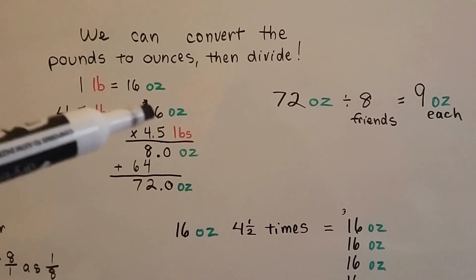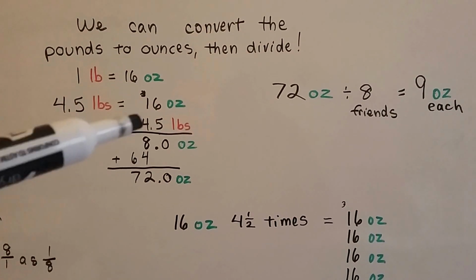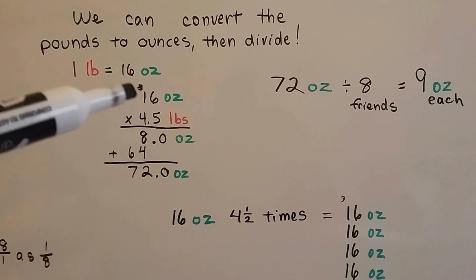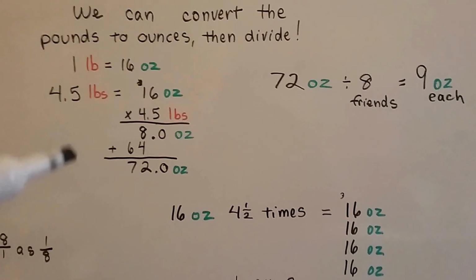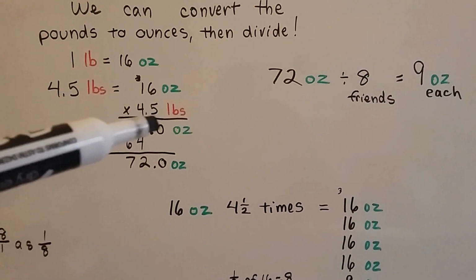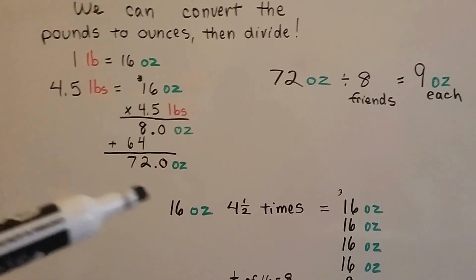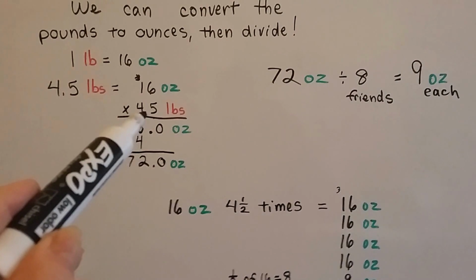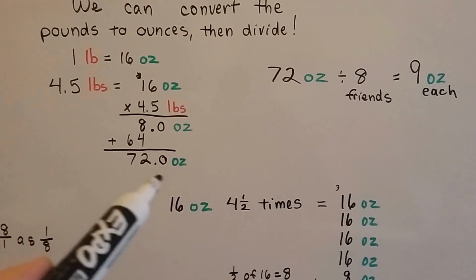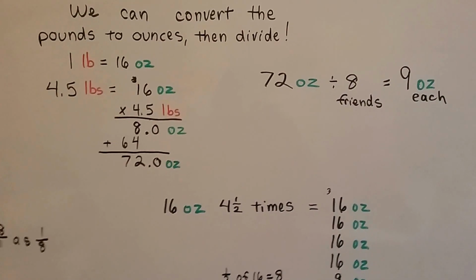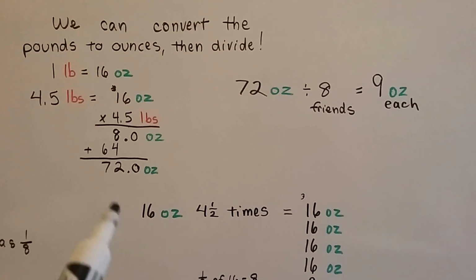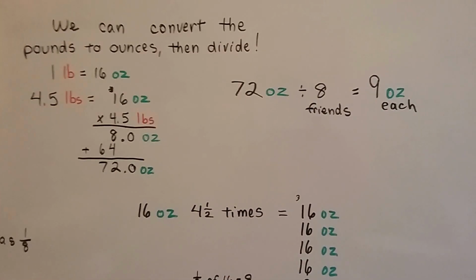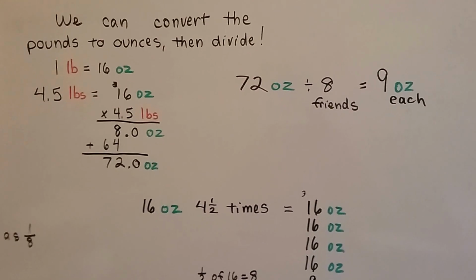4 times 6 is 24. We carry the 2, put the 4 down. 4 times 1 is 4, plus the 2 is 6. Now we add our 8.0 and our 72, and we get 72 ounces. And there's one hop to the decimal in the equation, so we have one hop to the decimal in the product. Now we can just divide the 72 ounces by the 8 friends and see they each get 9 ounces.